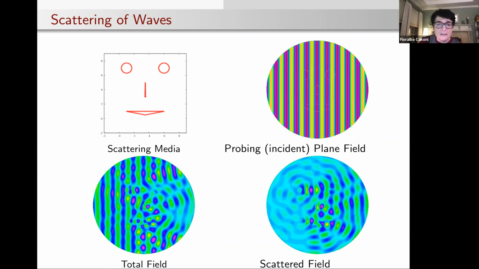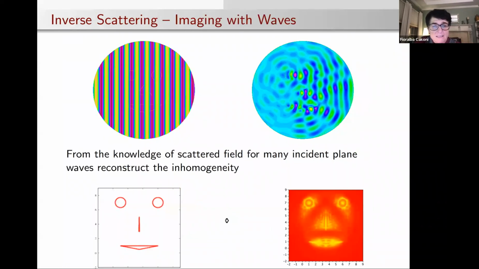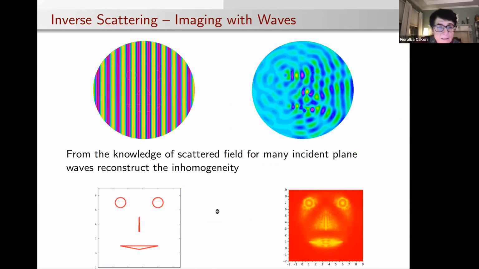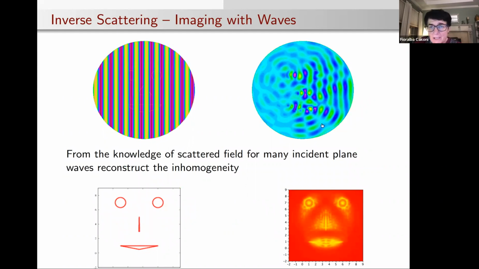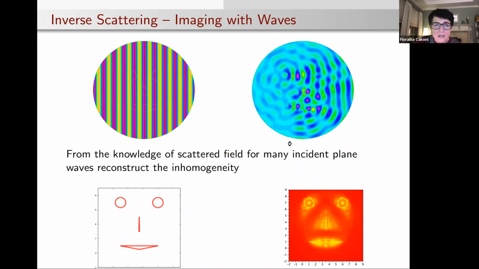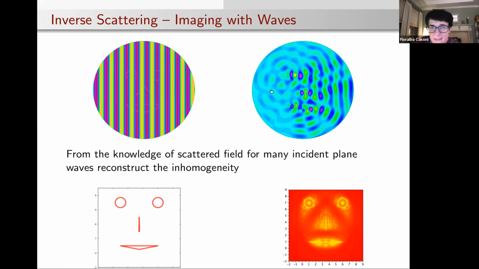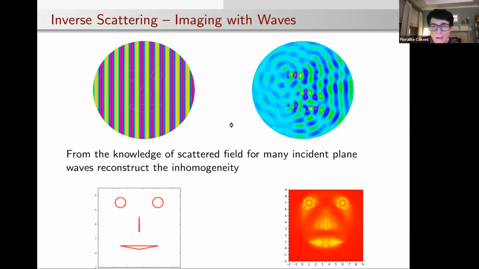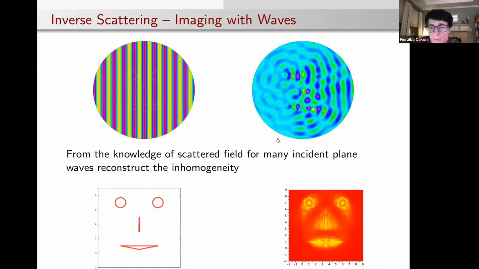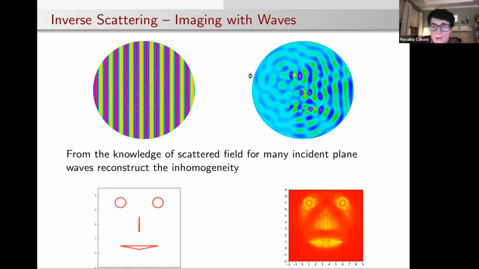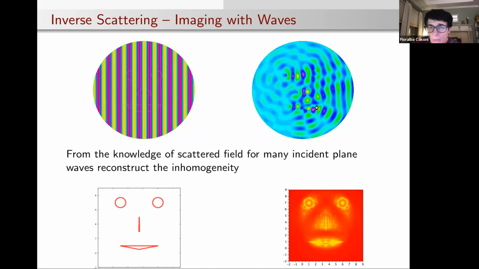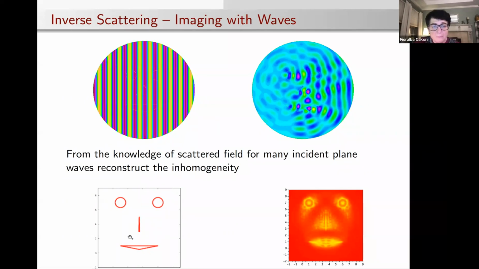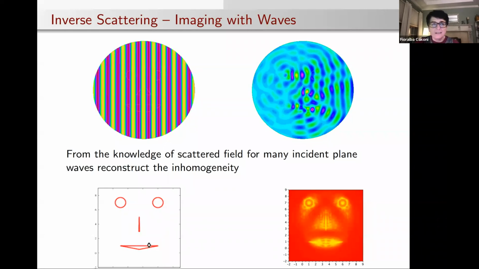However, these days, what is important is imaging with waves, so inverse scattering. Basically, from a picture like this, which is again a scattered field, the interaction due to this perturbation of the background, and not exactly from a picture like this, but from a knowledge of this scattered field far away from the inhomogeneities, you would like to reconstruct the perturbation of the background. So this is inverse scattering.